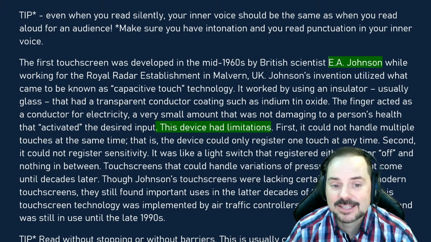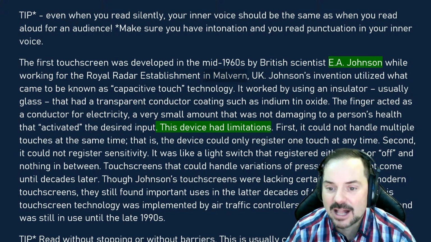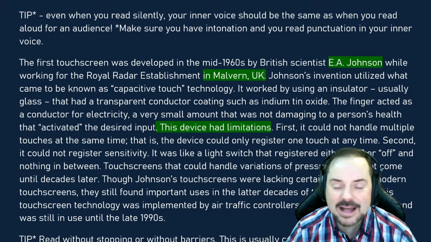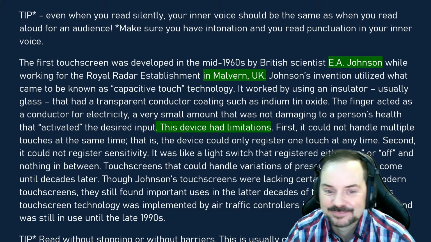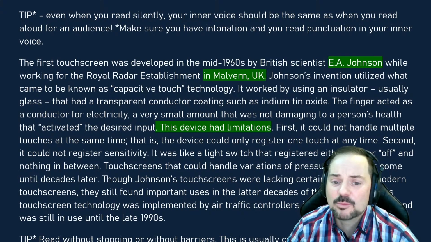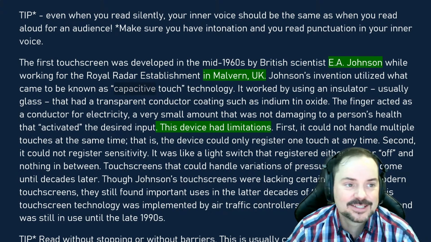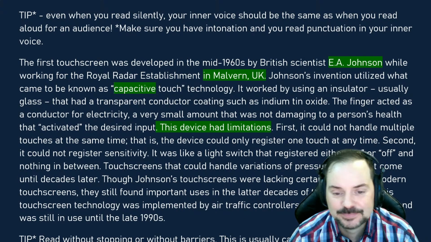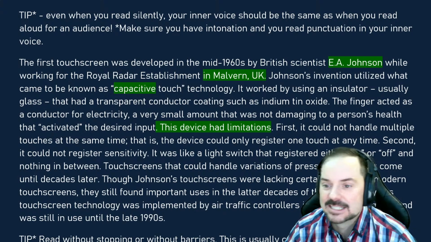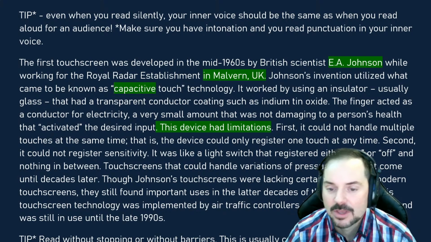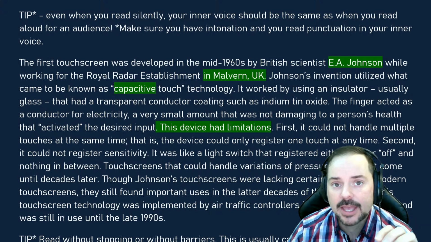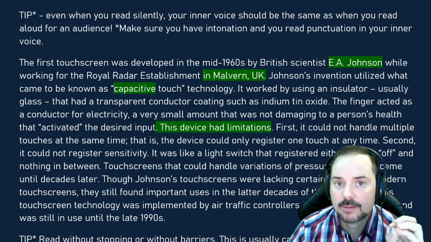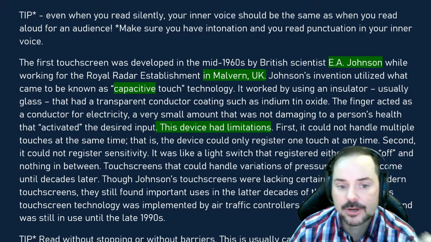Now, this first sentence had more words to trip you up. The Royal Radar Establishment in Malvern, UK. So, repeat after me. Malvern, UK. Malvern, UK. And it tripped you up one more time, all within one sentence. Capacitive. Capacitive. So what you want to do when you're practicing at home is underline any word that's causing you this kind of problem, read it twice aloud, and then reread the sentence.